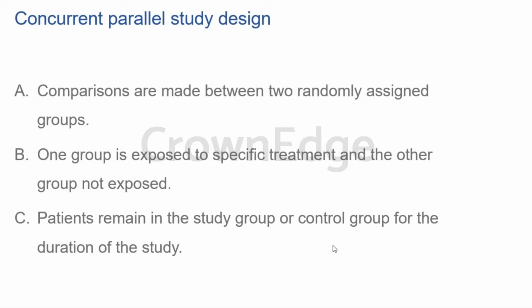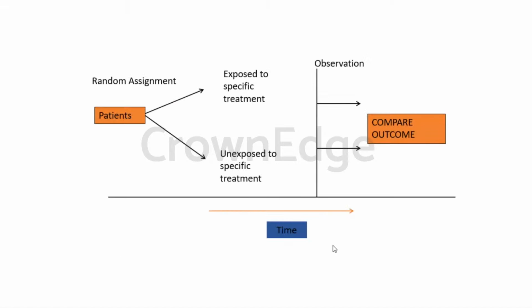Concurrent parallel study design, like the name suggests, has two parallel arms. That is, one group is exposed to one specific treatment and the other group is either exposed to another benchmark control or is not exposed to anything. You do a follow up of the two groups. So it is like this: there are patients, you are randomly assigning them to treatment and no treatment, that is experimental and control group, and you are observing them over a period of time, and you compare the outcome between the two groups.